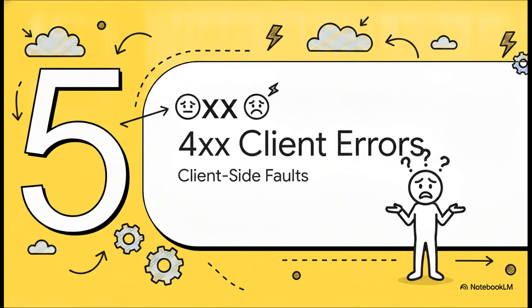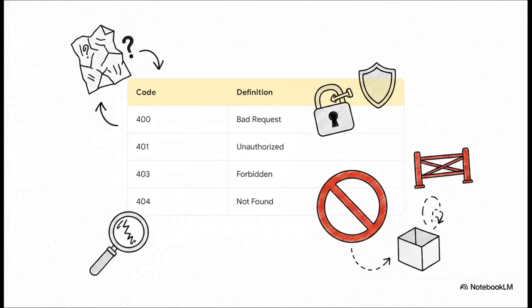Finally, Section 5, decoding 4XX client errors. So when you get hit with a 4XX error, the server is essentially looking at you and saying, I can't process this, and honestly, it's your fault. These are the 4 most critical client-side faults you're going to encounter. 400 is a bad request, 401 is unauthorized, 403 is forbidden, and 404 is not found. Let's break down exactly what triggers each of these.